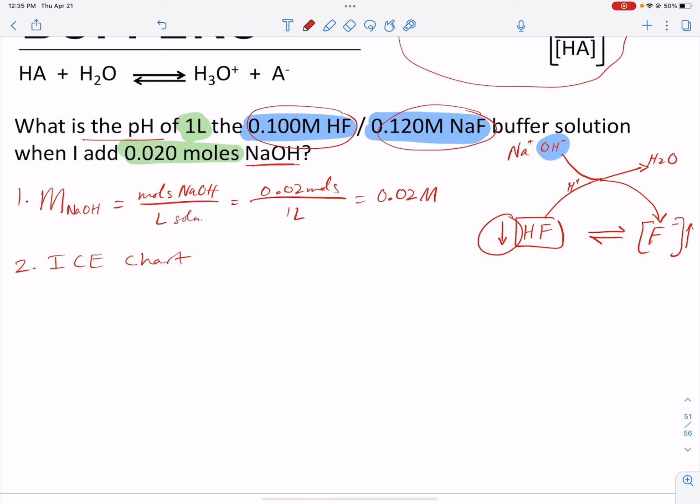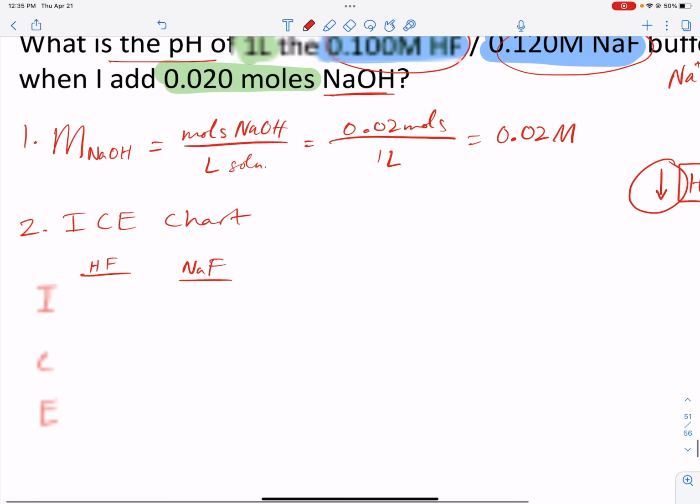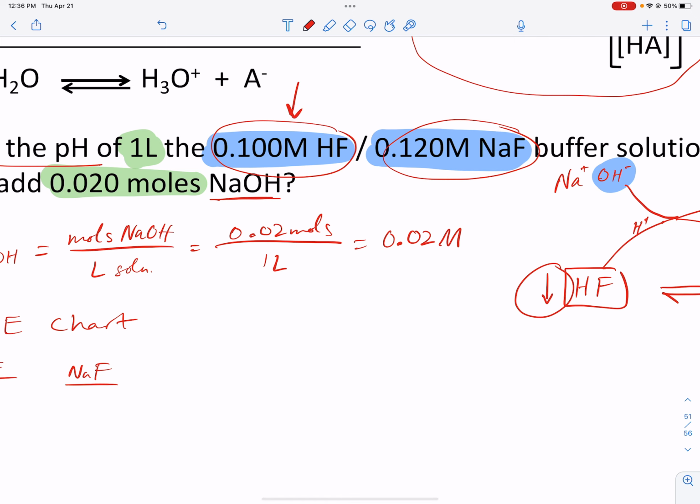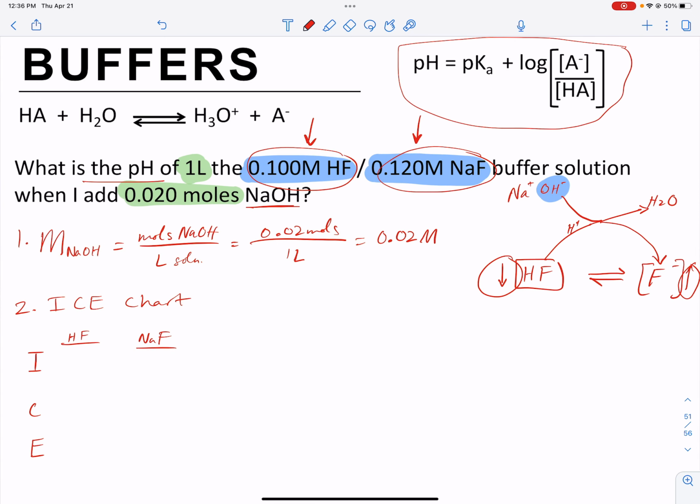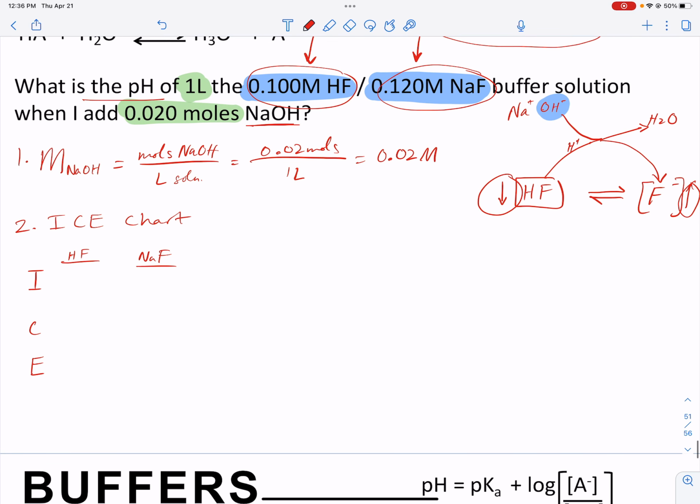Now, these little arrows right here are going to indicate to us how we fill in our ICE chart. I'm going to come back to those in a second, but write out your ICE chart and write the weak acid and the conjugate base at the top here. And I stands for the initial concentrations of these things, which are given to you right here and right here in the problem. They'll always be given to you. And these will be the same numbers that you plug in.